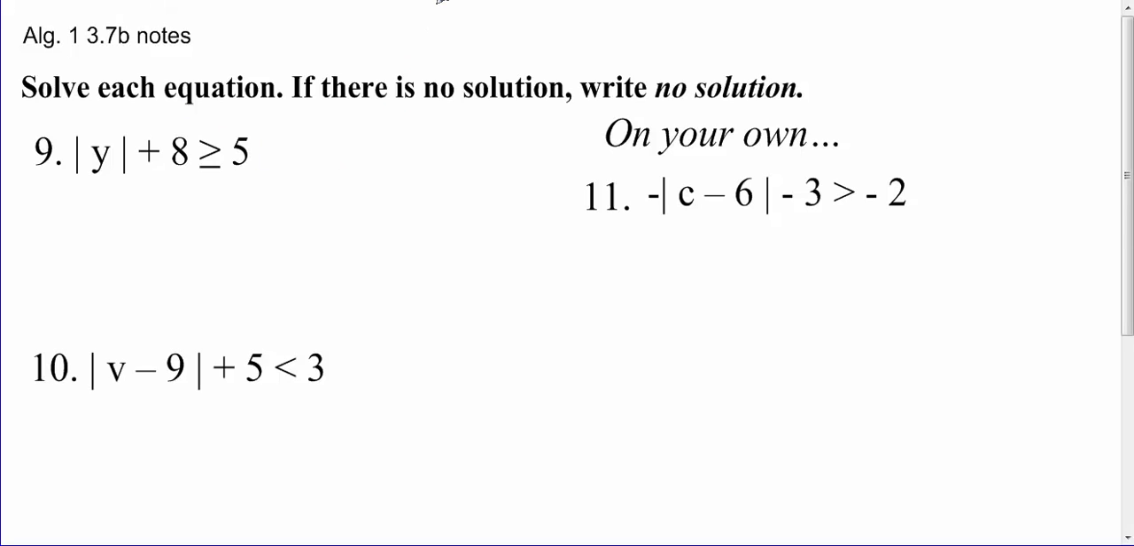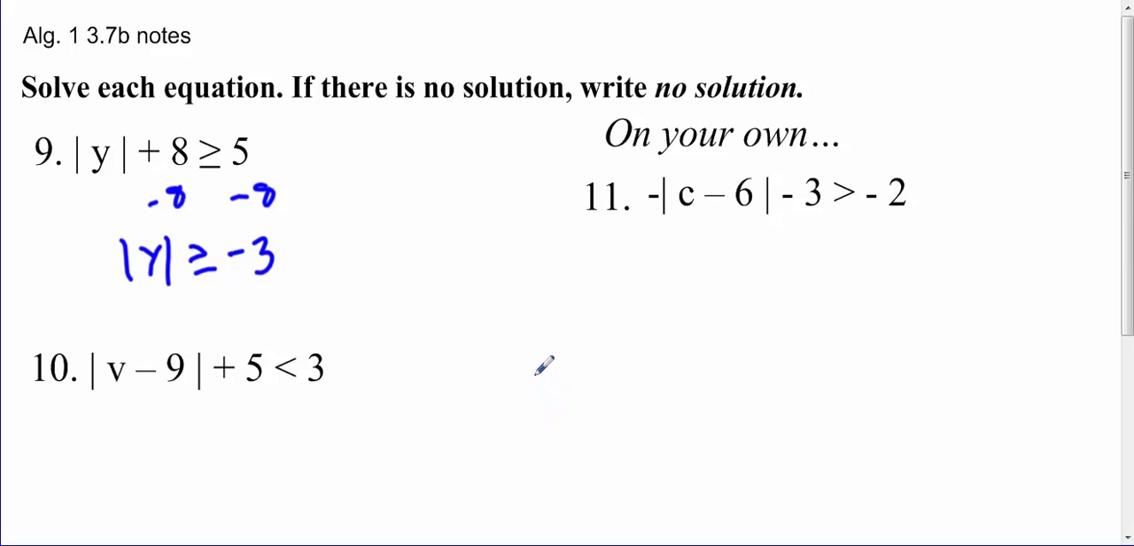All right, one more topic for us to discuss, and it's what happens when you get a negative number over there, because absolute values, as we know, are always going to be positive. So we end up with some strange situations. Let's look at number 9. I'm going to subtract 8 from both sides. So the absolute value of y is greater than or equal to negative 3.